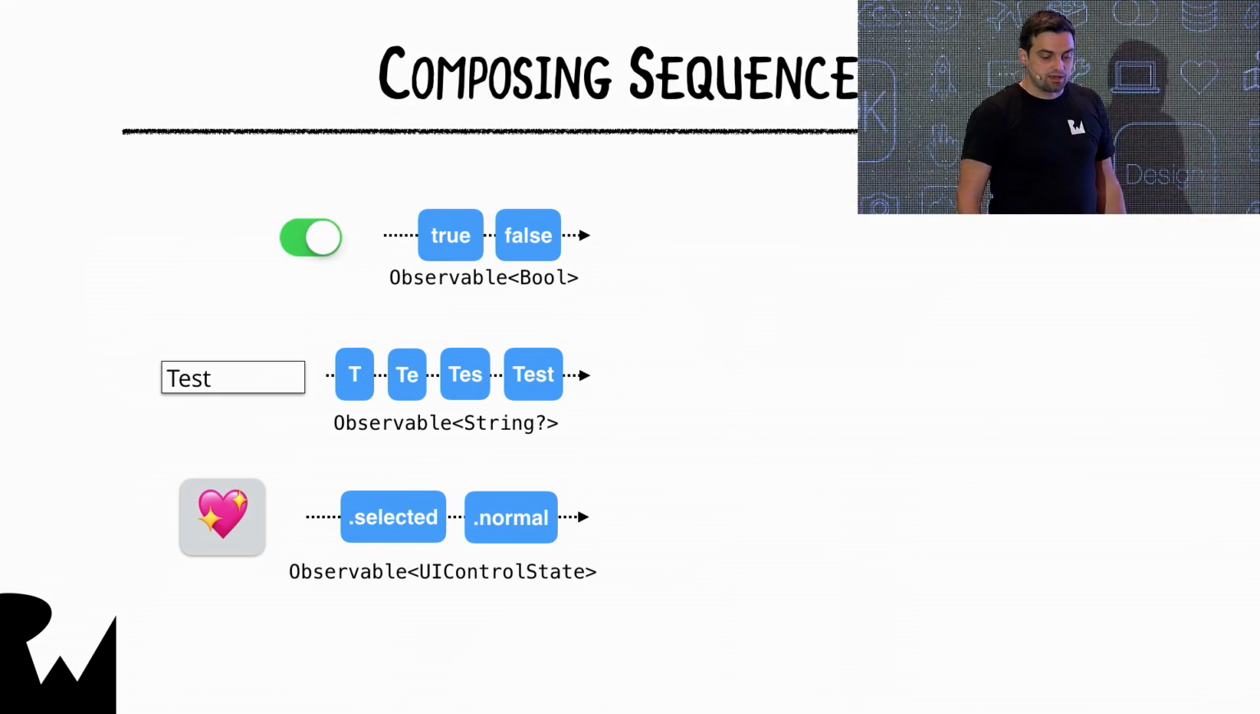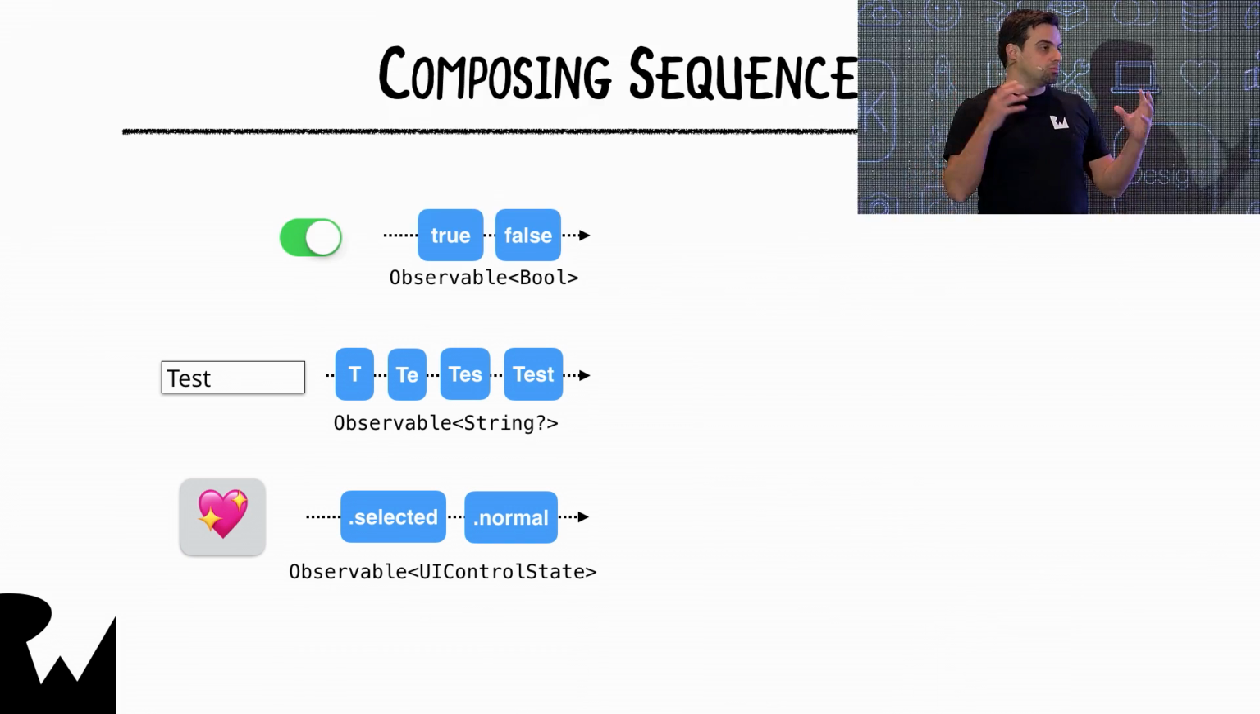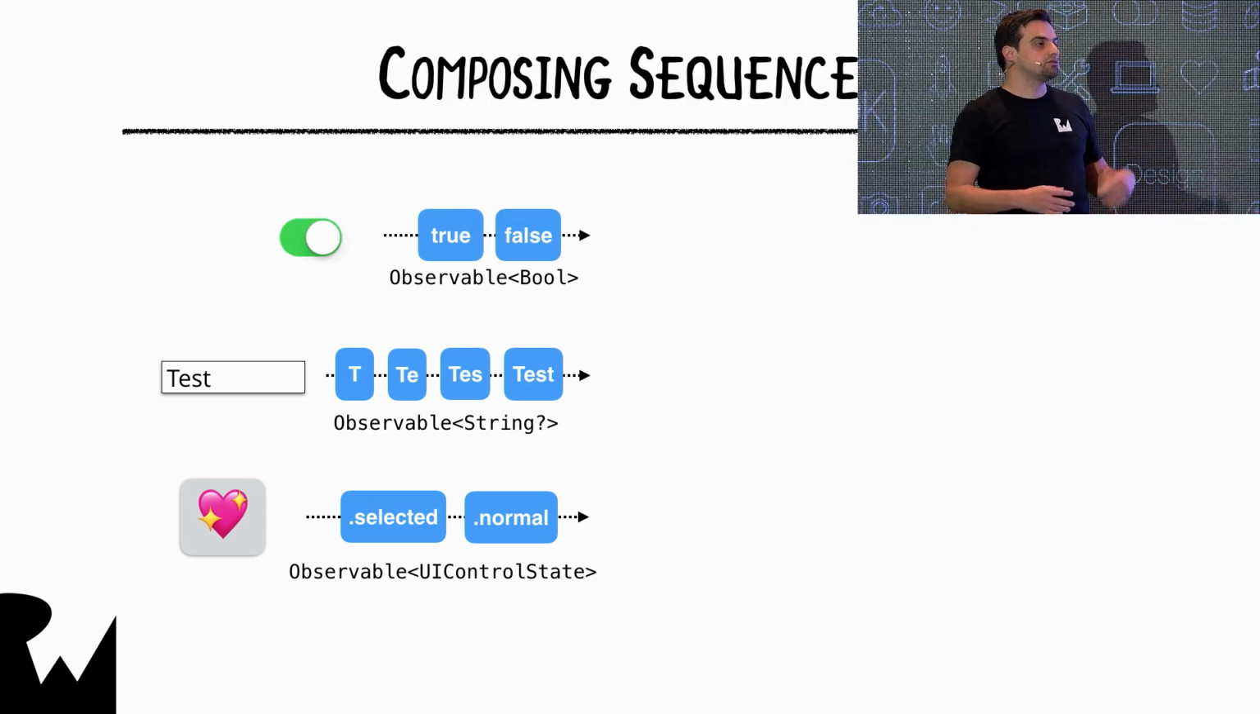And for example, you can have a button that can be pressed, a normal UIButton. This could emit discrete values, which are the state of the button, whether it's pressed, whether it's not pressed, and so forth. And this will be an observable of UIControl state, the property of UIButton that denotes what kind of state it is in.